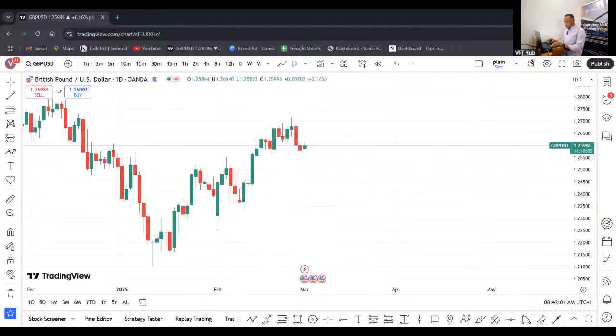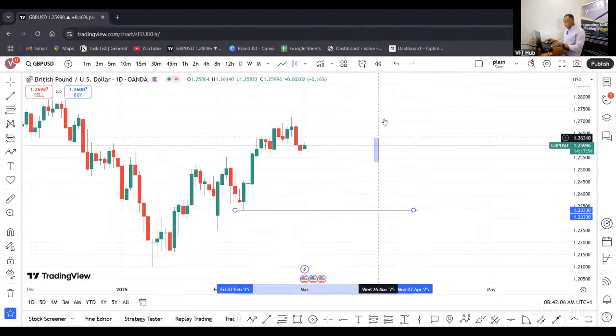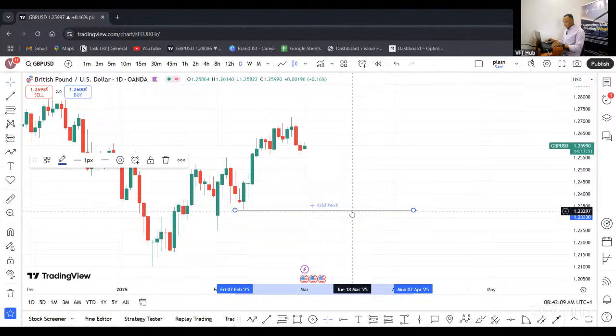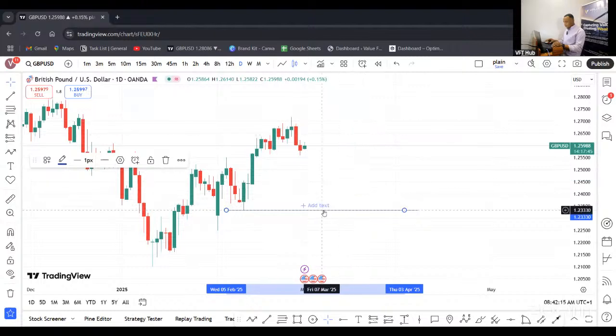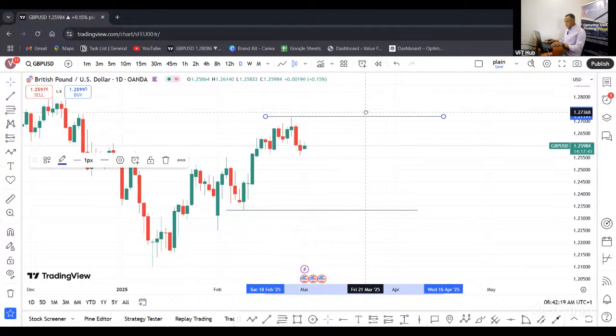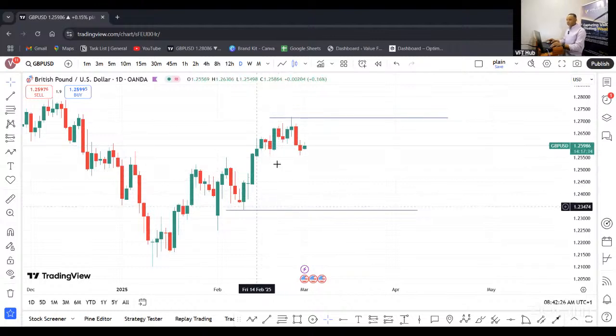When I say GBP USD is in a buy trend, you can see that this was the last swing low, and then swing high all the way here. So this is the last swing high right here. Swing low, swing high. This is the last structure of GBP USD to the upside.